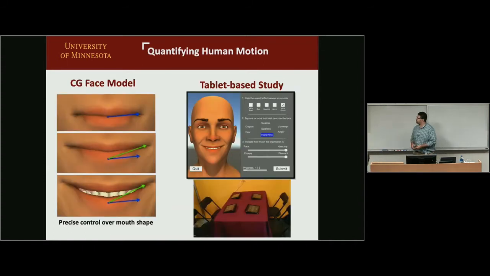I mention this one because I think it gives you a good idea of how I approach modeling humans. And this is actually a project that fell a little bit in my lap.